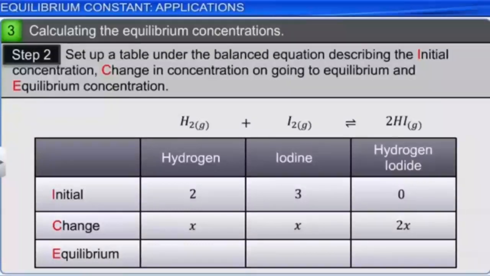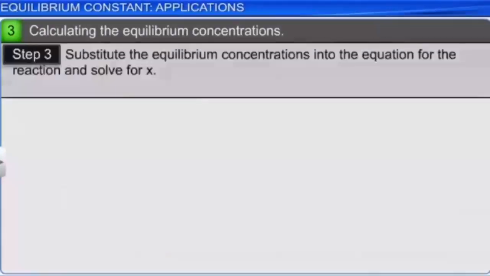Let x moles of hydrogen and x moles of iodine combine to give 2x moles of hydrogen iodide, as shown in the balanced equation. At equilibrium, the concentrations of hydrogen, iodine and hydrogen iodide will be 2 minus x, 3 minus x and 2x respectively. In the third step, substitute the equilibrium concentrations in the equilibrium equation and solve for x.